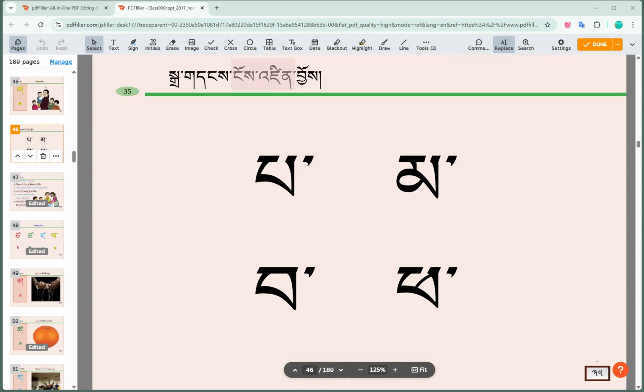So, identify the sounds. First one is, second one, third one, and fourth one. Okay, I'll pronounce them now for you. The first one is pa, then ma, then pa, and pa.